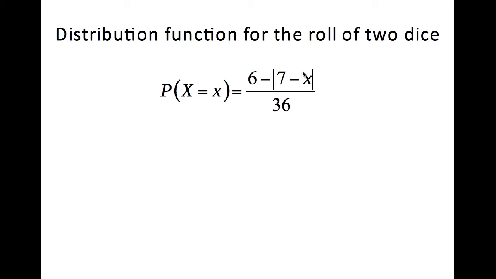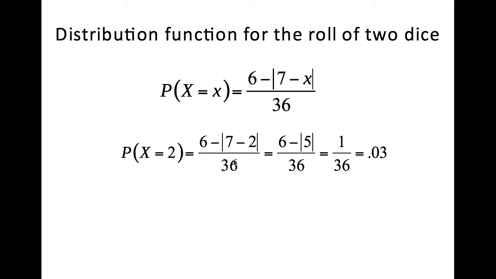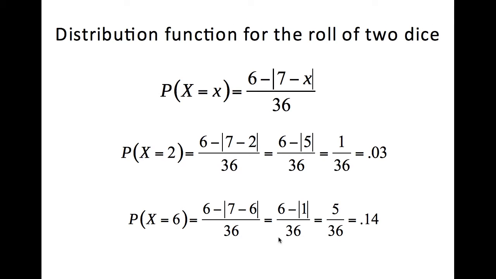If we enter a specific value of x, say suppose we enter x is equal to 2, then it is 6 minus 7 minus 2 absolute value, that is 6 minus 5 upon 36, that is 1 upon 36, that is 0.03. If x takes a value 6, then it is 6 minus 7 minus 6, that is minus 1, that is 5 upon 36, that is 0.14. So the distribution function is 6 minus absolute value of 7 minus x upon 36.